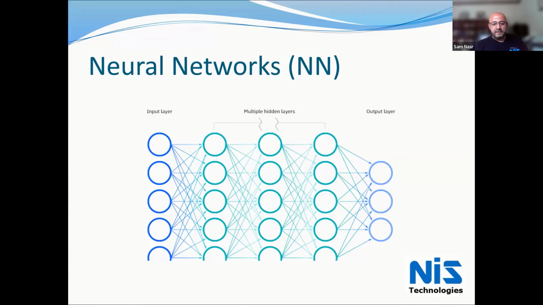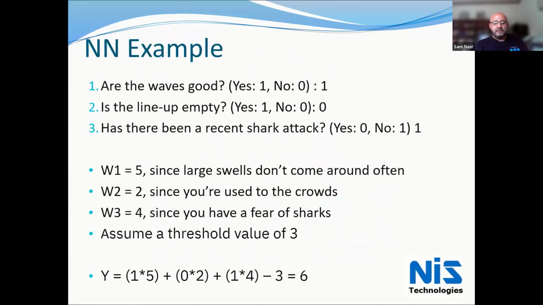And let me give you a better example. So think of this as a neural network. We have 3 pieces of input up at the very top. And this is for an example of someone that wants to go surfing. So he would ask, are the waves good? That's number 1. Is there a large queue of people that are waiting, or is the beach crowded? That's question number 2. And question number 3, has there been a recent shark attack? And so we're going to assign either a yes or a no to these values.